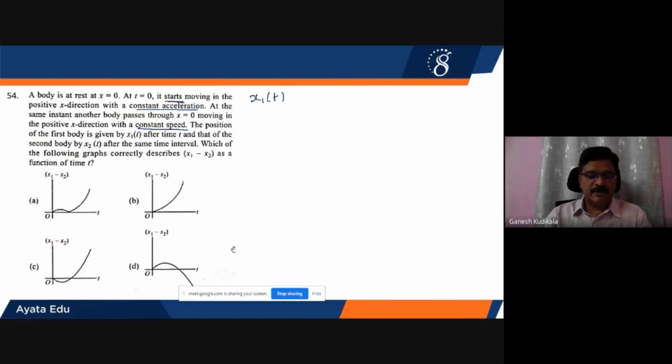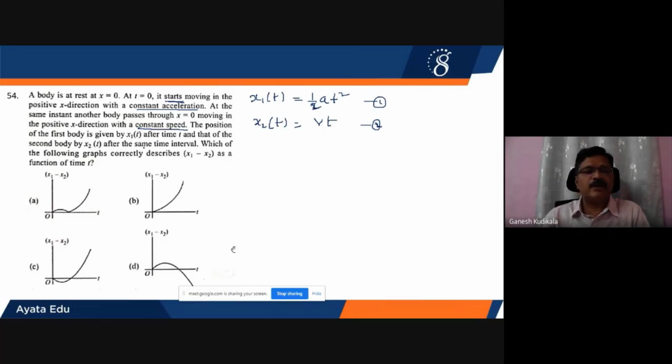Therefore, initial velocity will be equal to 0. When initial velocity is 0, displacement is given by the formula half into acceleration into t square. So that is the first equation. Similarly, the second equation: for the second particle, it is constantly going with a uniform velocity. Therefore, this will be equal to v into t. This was the position of the second particle after t seconds, and this was the position of the first particle after t seconds. Both we have obtained.